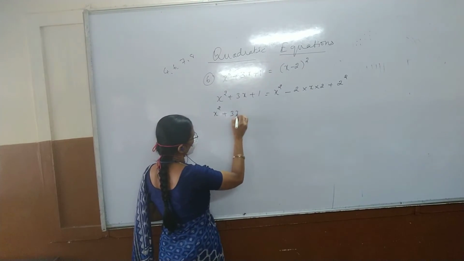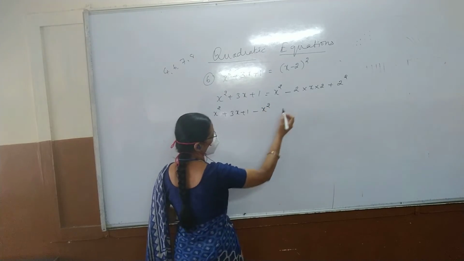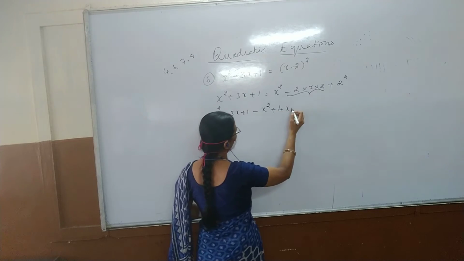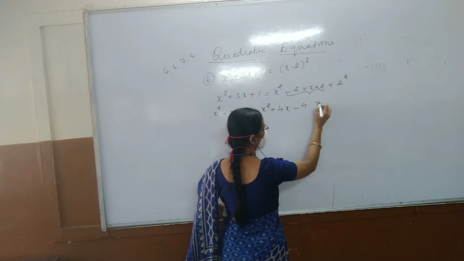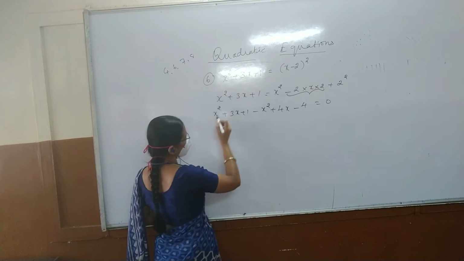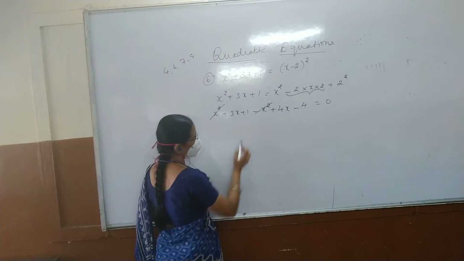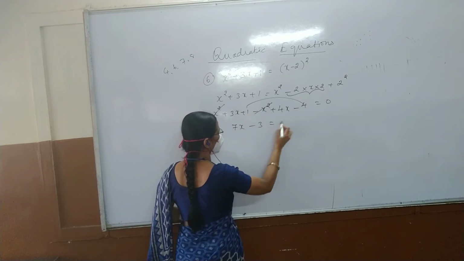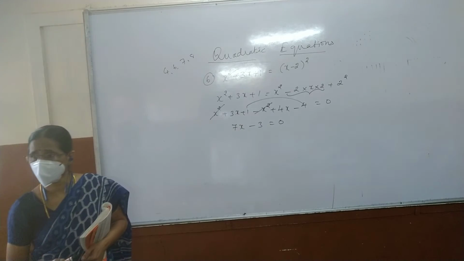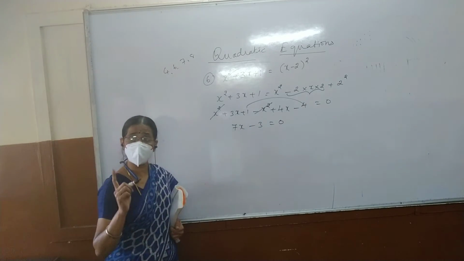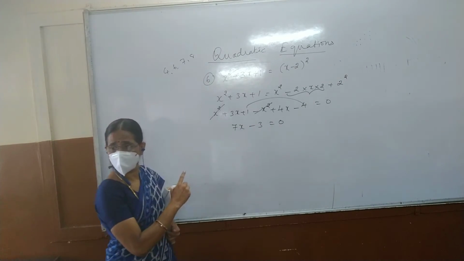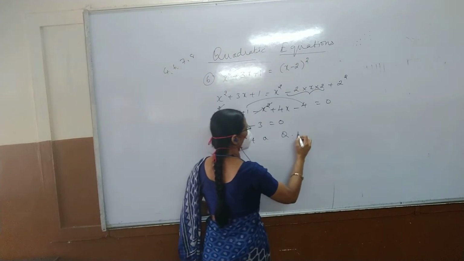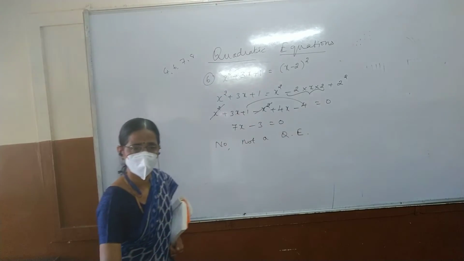x square plus 3x plus 1 minus x square plus this minus 4x comes to the other side as plus 4x, and then minus 2 minus minus 4 equal to 0. x square minus x square gets cancelled. 3x plus 4x, 1 minus 4, minus 3 equals 0. What type of equation is this? Linear. But we are asked to check for a quadratic equation. What is it, a quadratic equation? Not a quadratic equation. Clear? Yes.